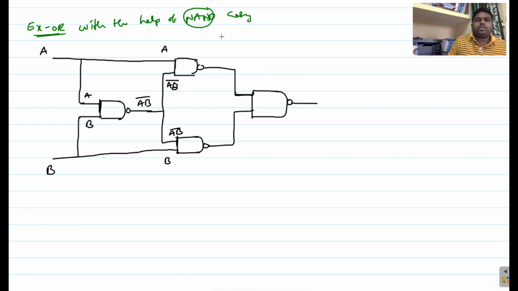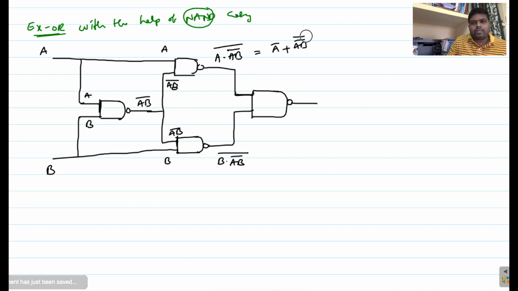Okay. So now what you will get here, A into (A B bar) whole bar, and here B into (A B bar) whole bar. Now if you simplify this, you will get (A bar plus A B bar) whole bar. Now that equals what? A bar plus A B, right? And here also the same thing, (B bar plus A B bar) whole bar. Now you will get B bar plus A B.